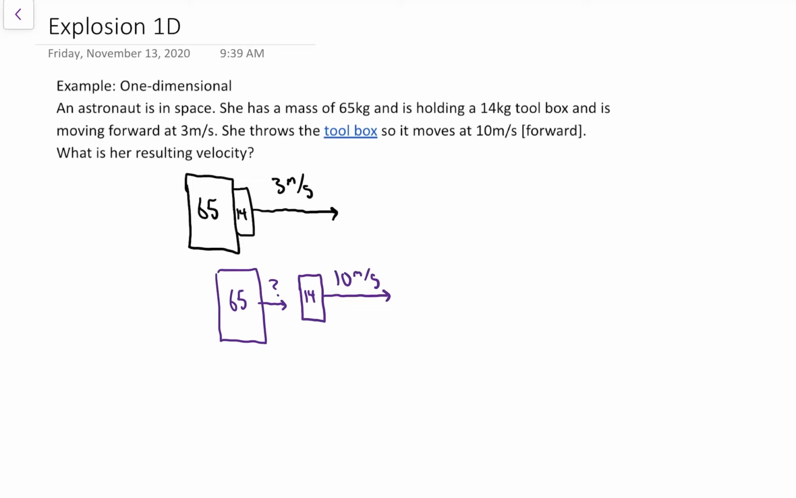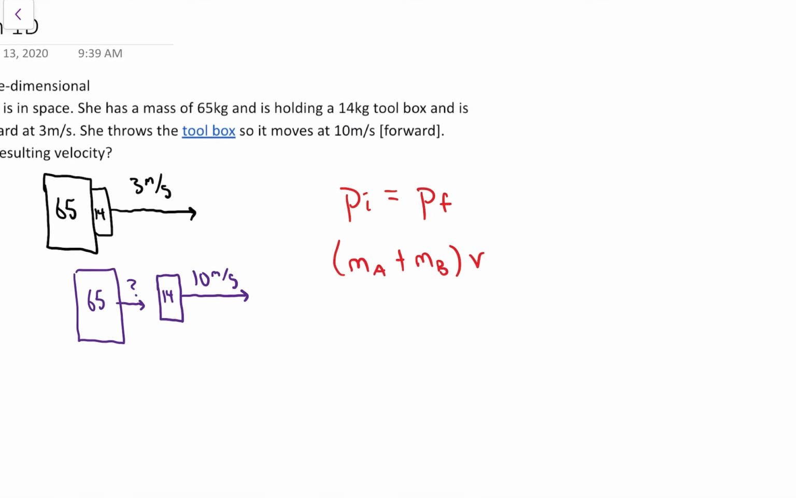Classic conservation of momentum. Whatever momentum is going on initially, we'll have the same momentum finally. In explosions, the objects are connected to begin with, so I usually do something like this, MA plus MB. Sometimes it's like little m and capital M. But the sum of those two masses, since they're together as one body, are going the same speed, and then it splits into two after.